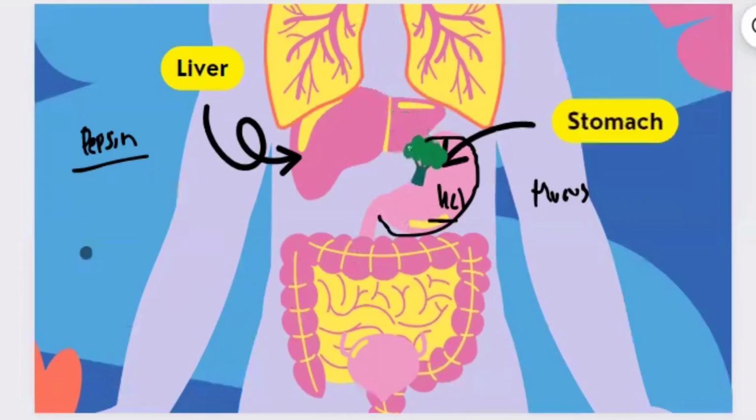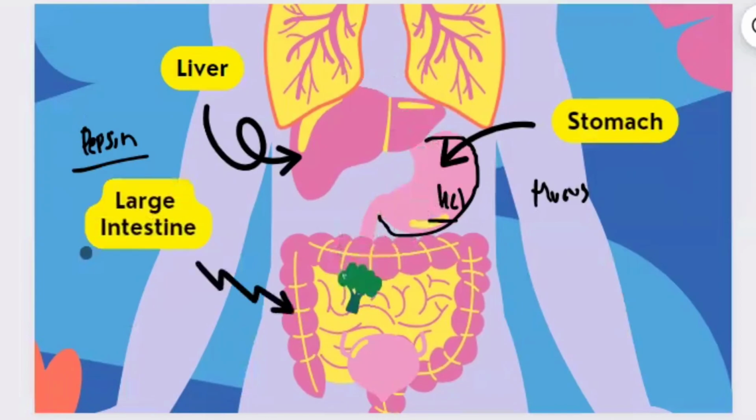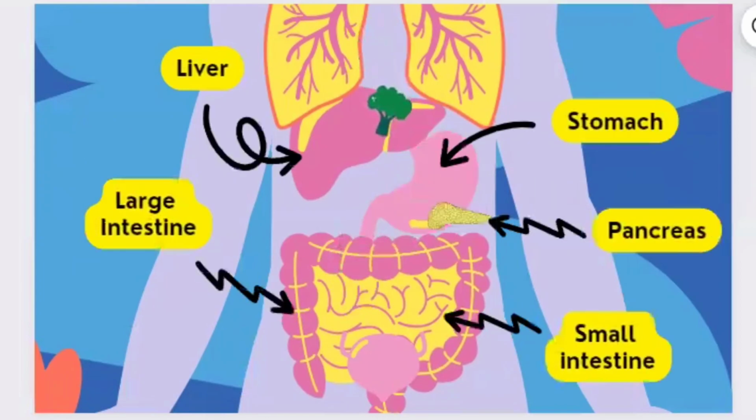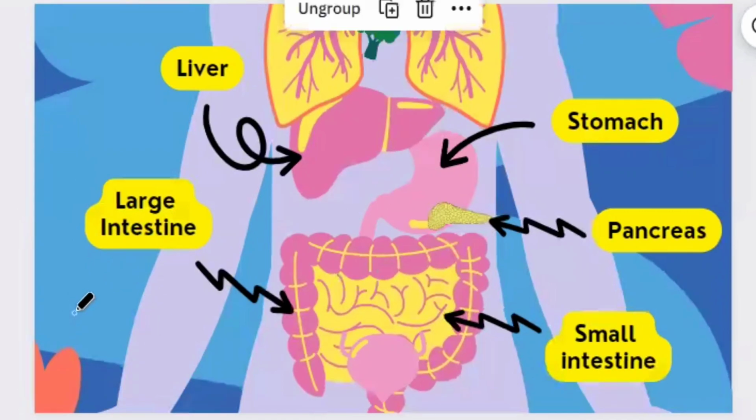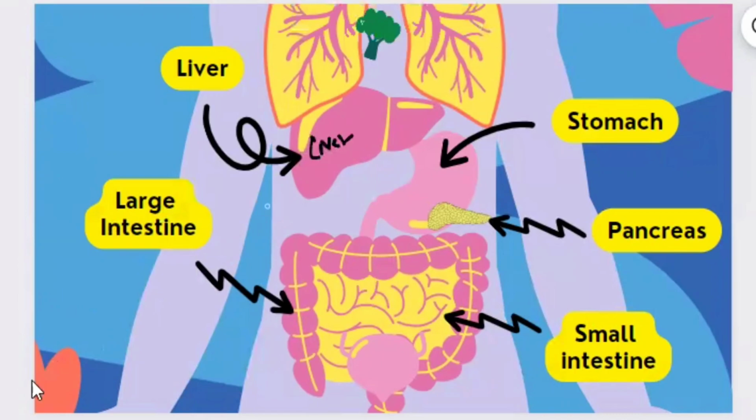As you can see here, the food enters the stomach, then it enters into the small intestine. There, two juices, or enzymes, are secreted. The first is that the liver secretes bile juice. Who is going to secrete the bile juice? The liver. As you can see, this is the liver. The liver secretes the bile juice.